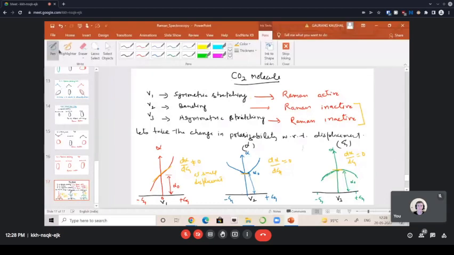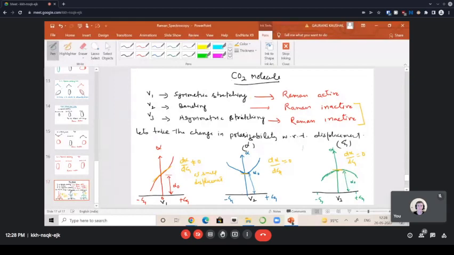Here in the CO2 molecule, the bending and asymmetric modes are Raman inactive, so there is no intensity for them in the spectrum. So that was the discussion about why the CO2 molecule shows a Raman active line only for the symmetric stretching mode, not for the bending and asymmetric stretching modes.